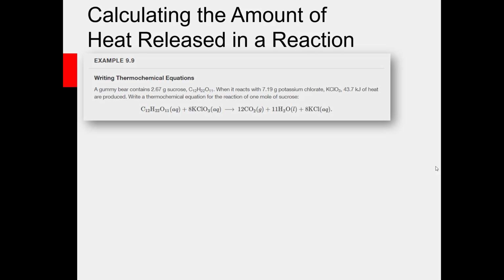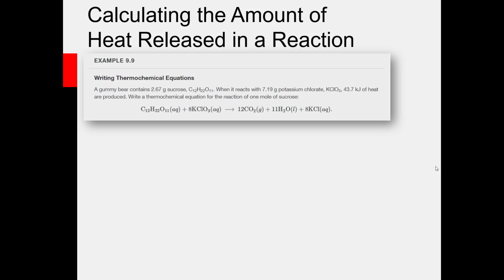Now let's look at an example where we use a thermochemical equation and calorimetry data to write an overall balanced thermochemical equation for a specific chemical reaction. And we talk about connecting calorimetry data to delta H of reaction, but this time we're going to add one more wrinkle and do it in a limiting reactant context.